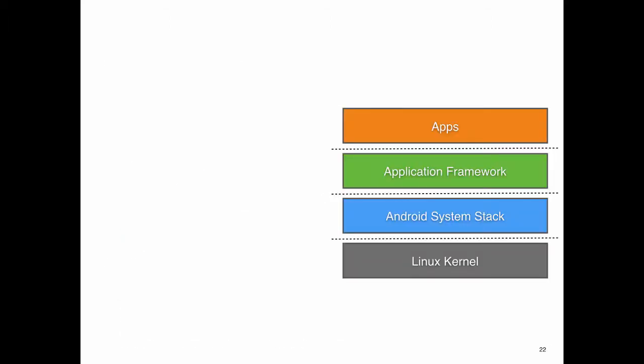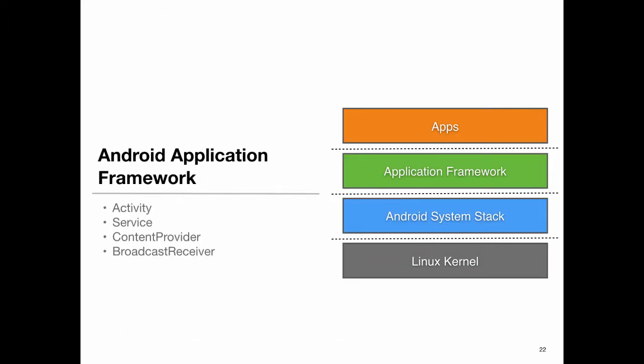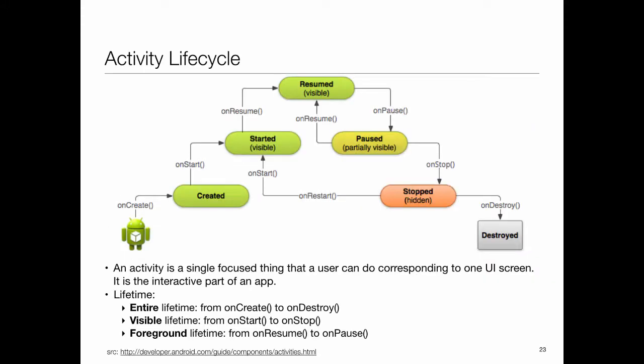In an Android application, there are four major components that together build an Android application. These four major components are activity, service, content provider, and broadcast receiver. Let's start with activity.